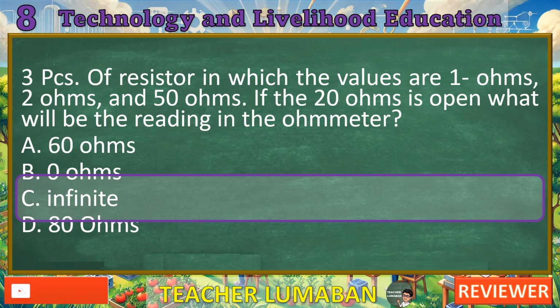Explanation of each choice. A. 60 ohms, this would only be possible if all resistors were in series and functional, but with an open circuit, current cannot flow, so this is incorrect. B. 0 ohms, this would indicate a short circuit, not an open circuit. It is incorrect here. C. Infinite, correct, as an open circuit causes infinite resistance due to the break in continuity. D. 80 ohms, this value has no basis in the given setup with an open circuit.